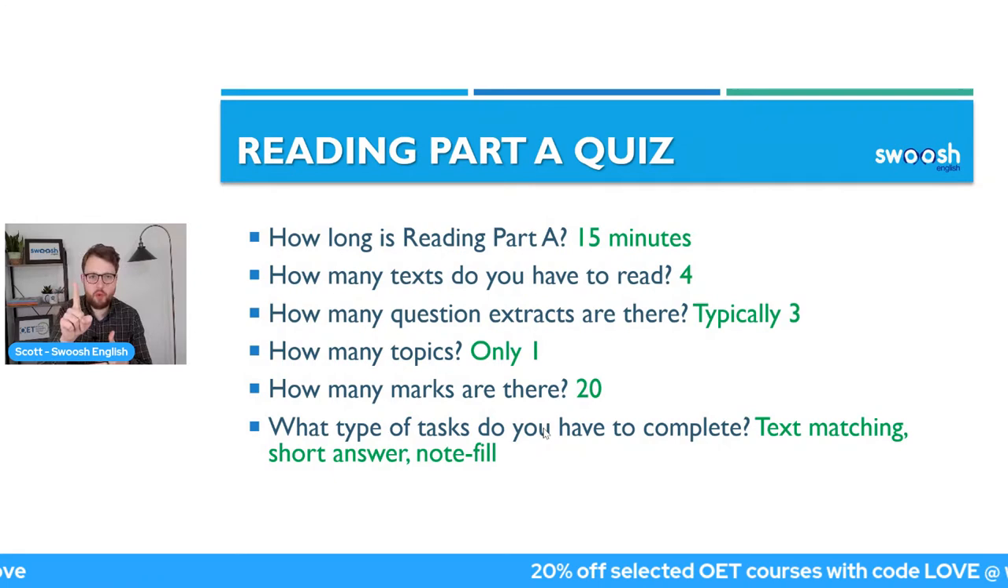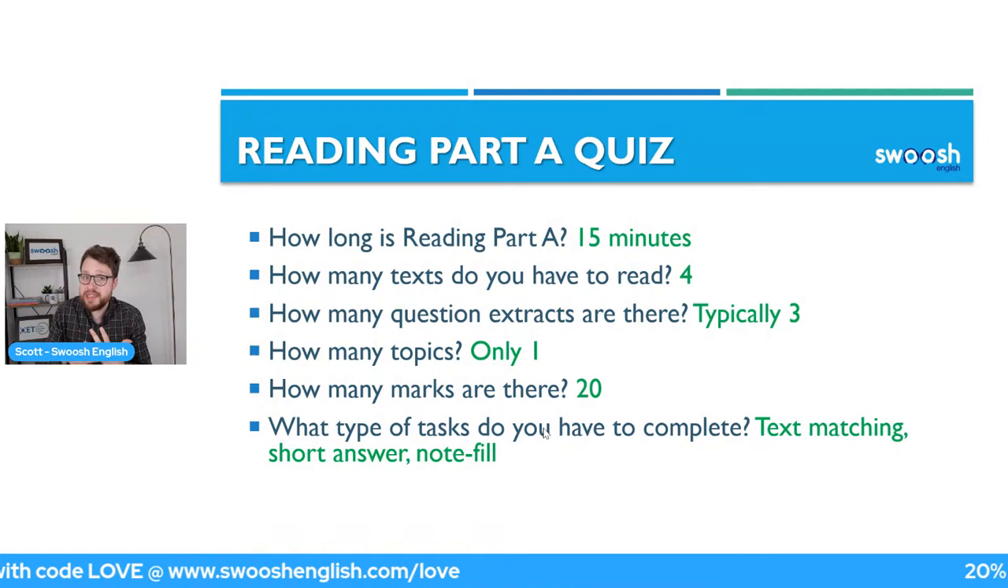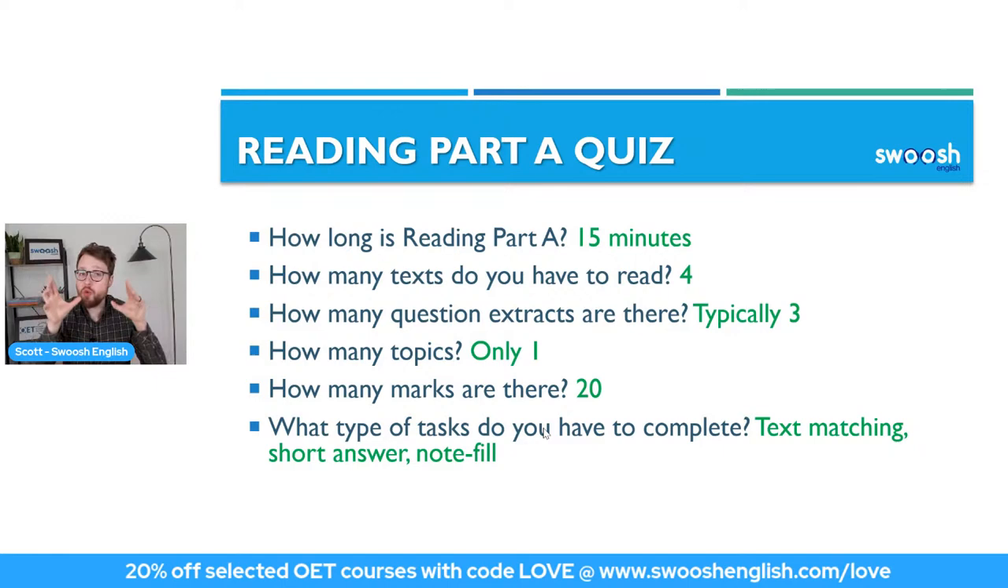Finally, how many topics are there? There's only one. Only one topic that takes all four of the reading texts together, so you can keep things nice and focused. How many marks are there? There are 20 marks for reading Part A, making it a crucial section that you need to get a lot of marks in. So make sure, of course, that you are hammering in your reading Part A skills, because a lot of marks for reading are allocated to it.